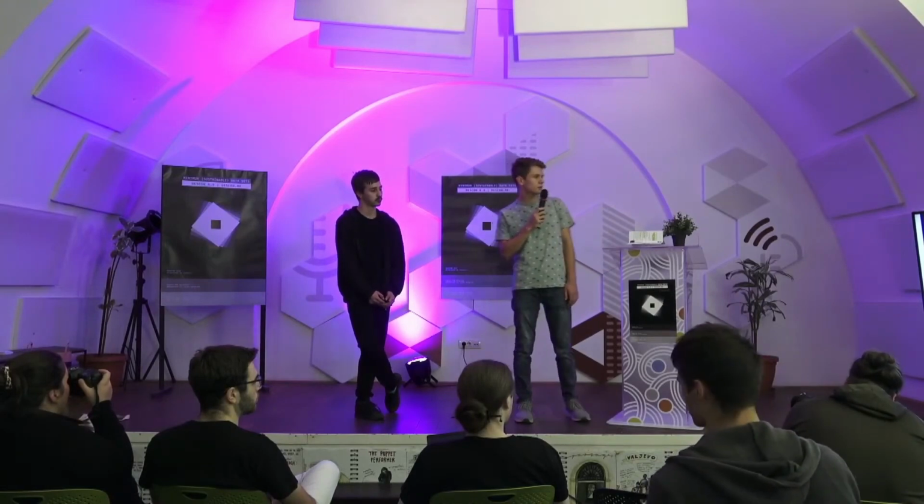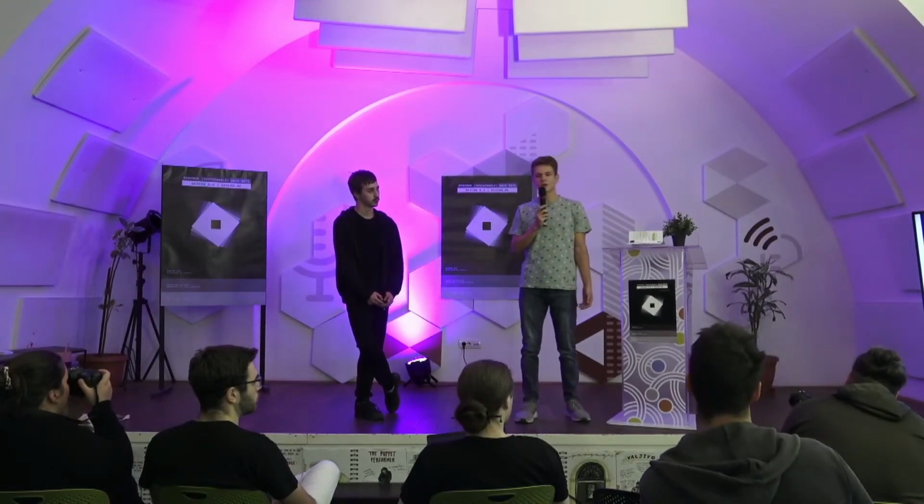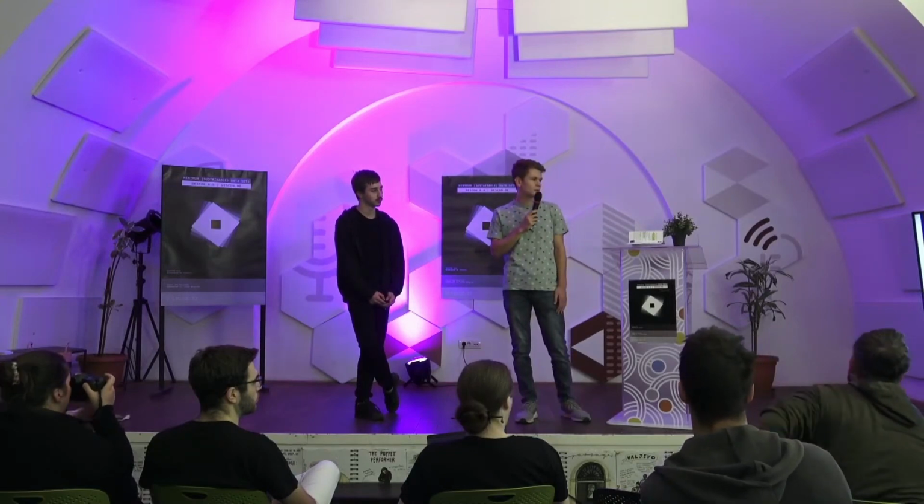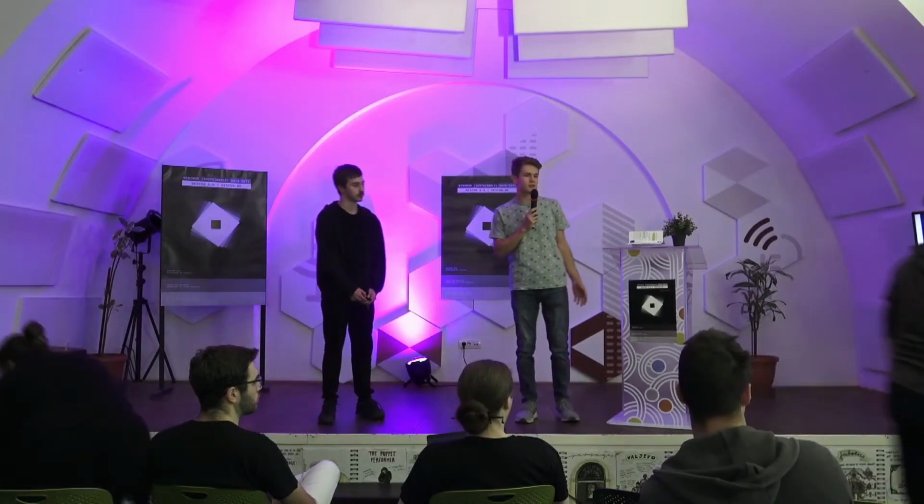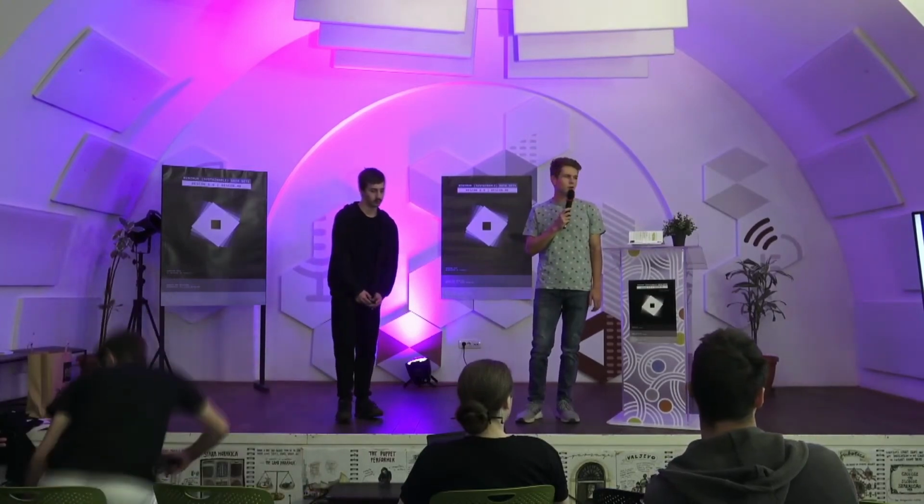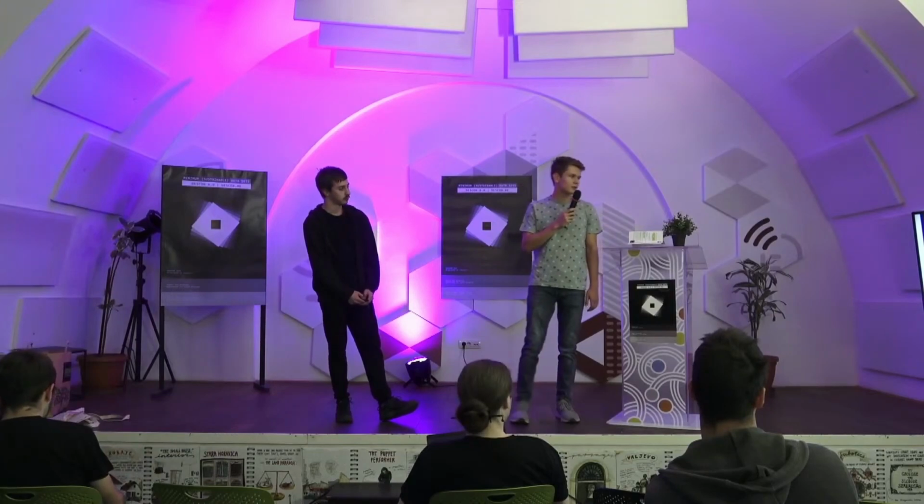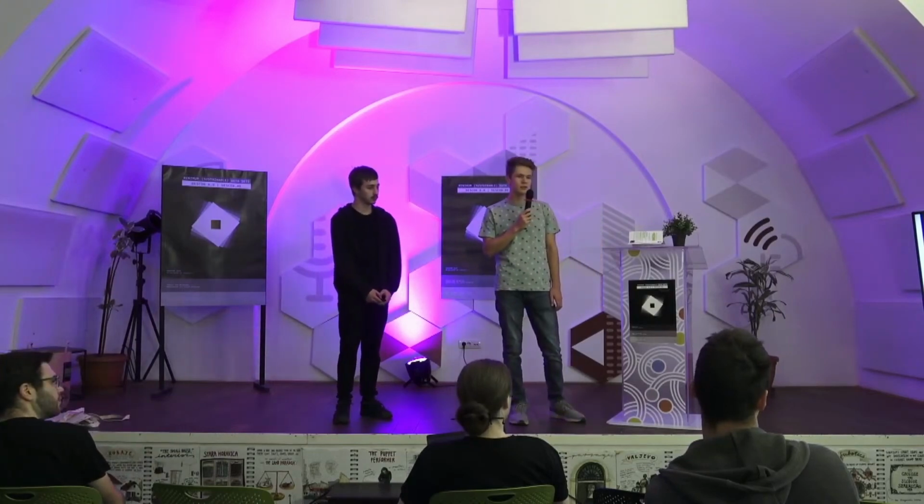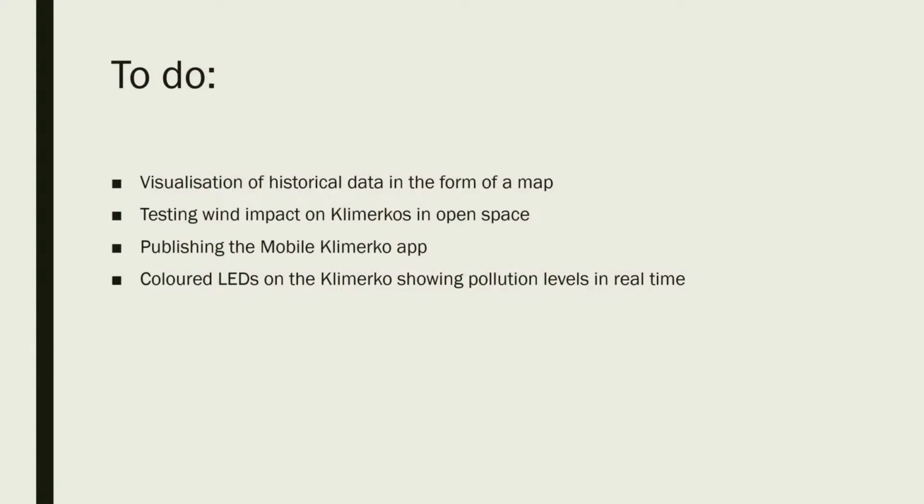The other thing we could do is, so you heard that one of our goals is to be able to ride it on a bike, for example, like to place a Climerco on the bike or in a car or something like that. And we do need to test wind impact on Climercos in open space, because it could perhaps impact the data produced by the sensors. Yep. We should also publish the mobile Climerco app and make it readily available for everyone who wants to use the mobile Climerco.